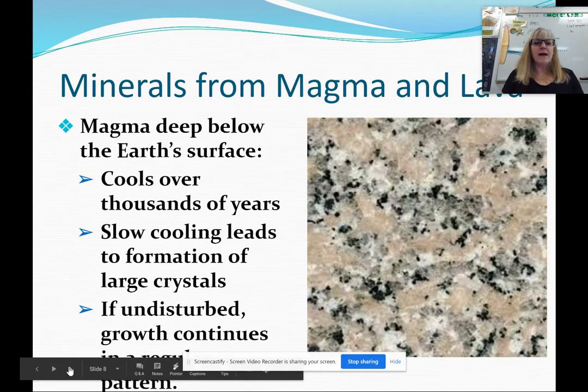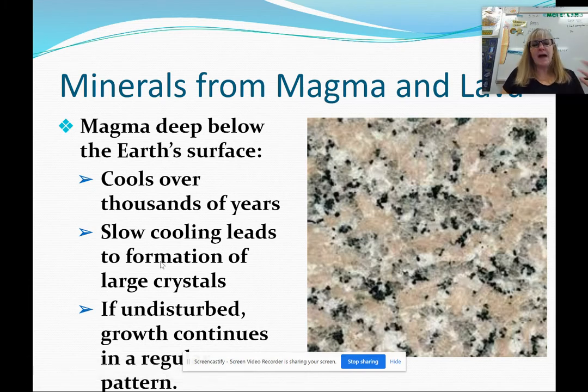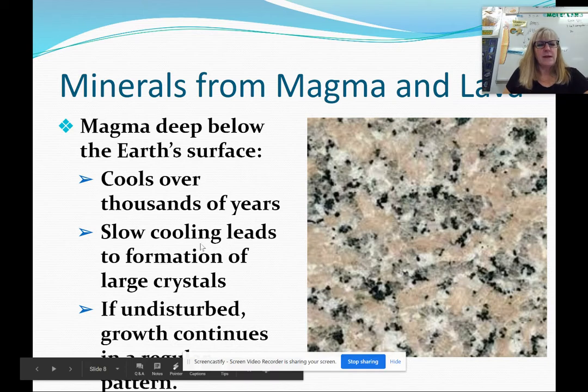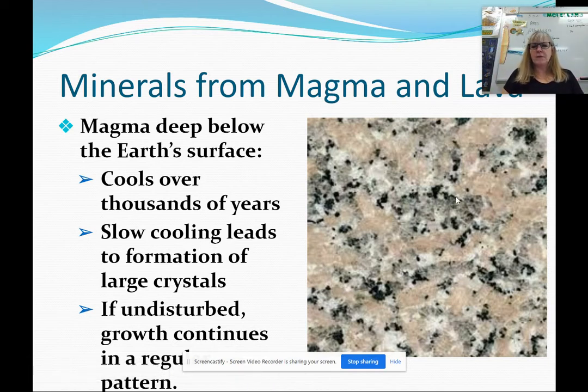So minerals from magma and lava, again, deep below the Earth's surface, these magmas can cool over thousands of years because they are very slowly dissipating heat out through the rocks. And the atoms will come together and form these different kinds of minerals, beautiful minerals. It kind of depends on the melting temperature of the mineral, and at what temperature it will form as the magma is cooling. So the slow cooling leads to the formation of larger crystals.